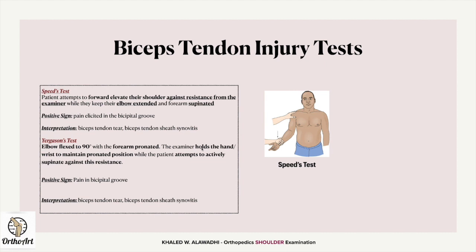Yergason's test is when the elbow is flexed at 90 degrees with the forearm pronated. Then you ask the patient to hold the hand and the wrist to maintain the pronated position while the patient is actively trying to supinate against your resistance. You ask the patient to supinate against resistance. The pain will be elicited at the bicipital groove, either because of a tear or a sheath synovitis.